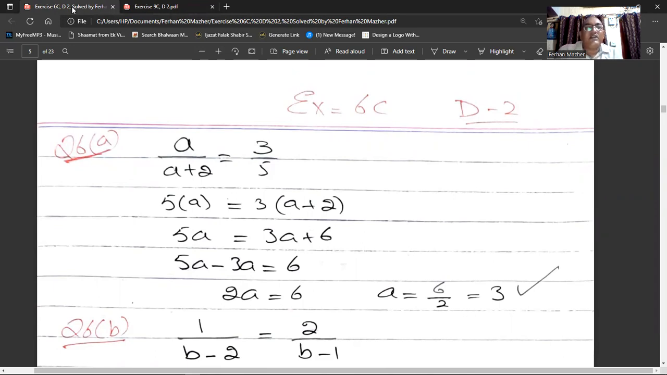So you will have 5 multiplied with the A equals to 3 bracket A plus 2. So you will have 5A equals to, 3 will multiply with both the terms in that bracket, so 5A equals to 3A plus 6. So we will have 5A minus 3A equals to 6. That will be 2A equals to 6. So A will be equal to 6 divided by 2, and the A value will be 3. This is how you will solve this equation. Solving an equation means finding the value of the unknown in that equation.